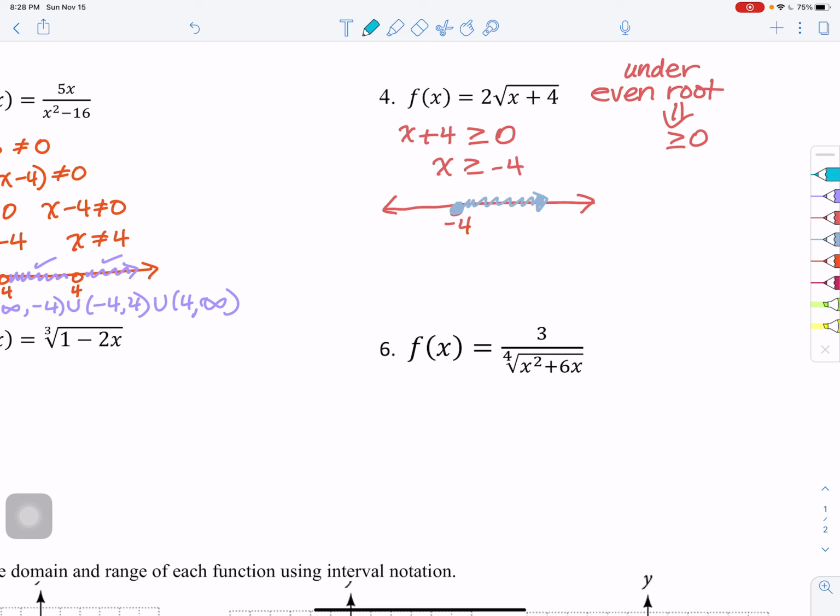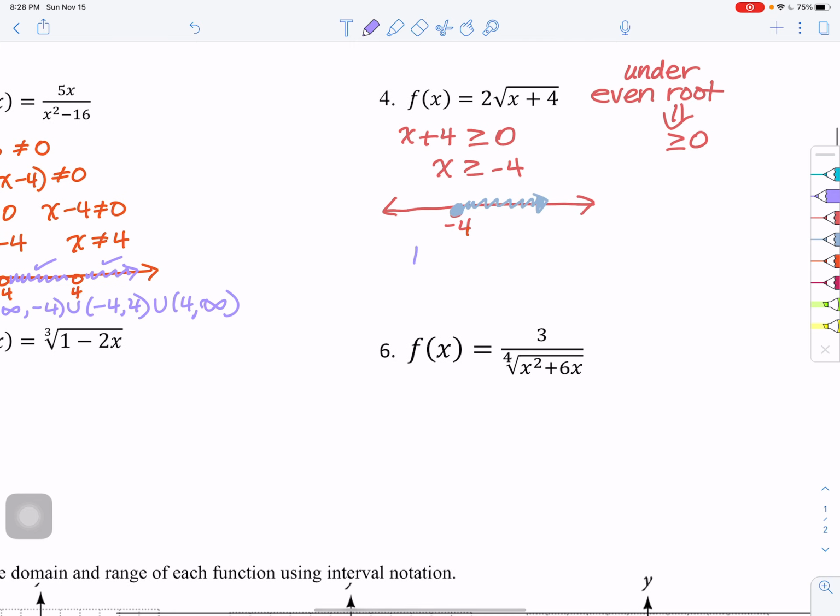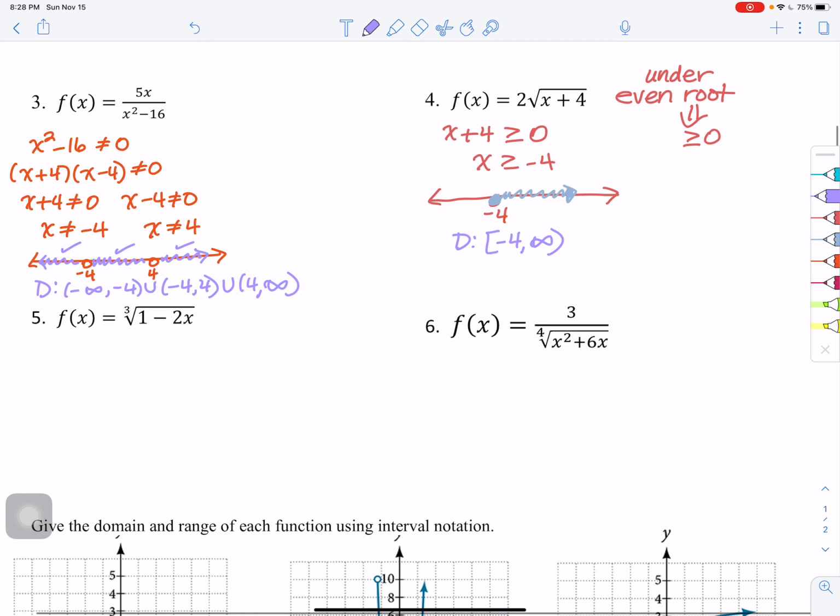So let's go ahead and write our graph here. Our intervals. So our domain will begin at -4 and go all the way to infinity. And we want to include -4. That's why I use that bracket.